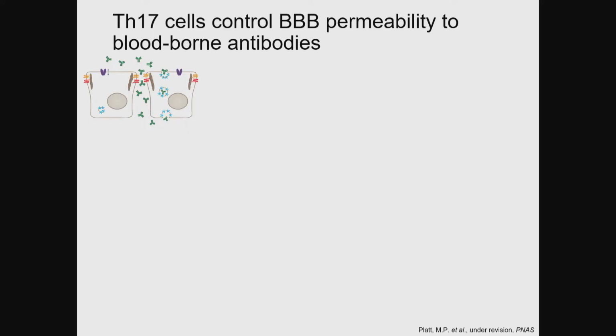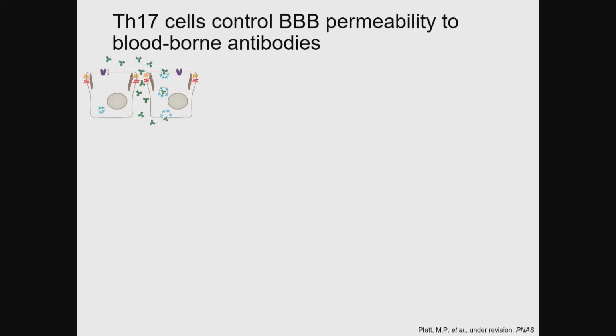So my next move was to look at if Th17 cells are controlling blood-brain barrier permeability to either bloodborne solutes, bloodborne antibodies, or other solutes. And in the interest of time, I'm going to only talk about antibodies. So this is sort of a cross-section of a blood vessel. This is just like two cells hanging out next to each other. And then antibodies that are present in the blood are trying to get through over to the brain side.